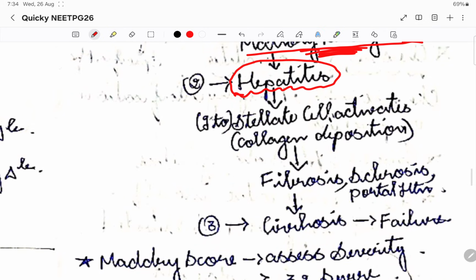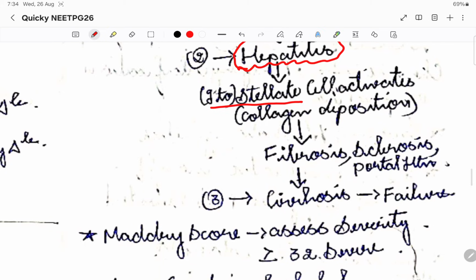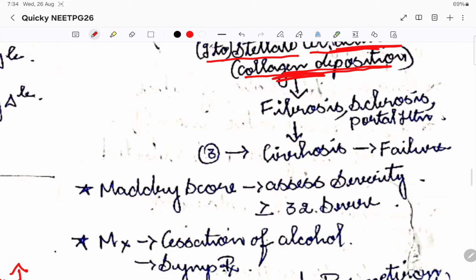Then what happens after hepatitis? The Ito cells, I told you, the stellate cells, the supportive cells of hepatocytes, get activated. These were the matrix producing cells. So there is an increased amount of collagen deposition happening. When this is happening, it will lead to fibrosis, sclerosis and all these things.